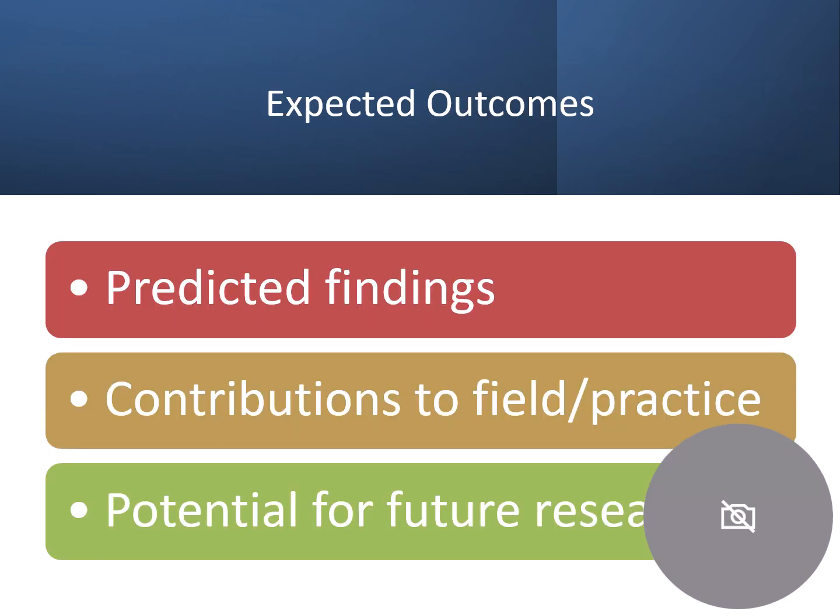Expected outcomes. Here you predict your findings. You talk about what kind of results you expect based on the literature or theory. Here we also describe how these outcomes might be useful.